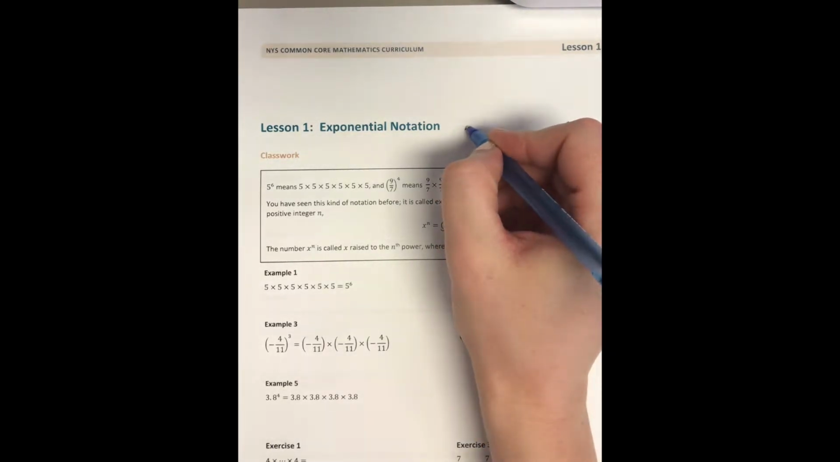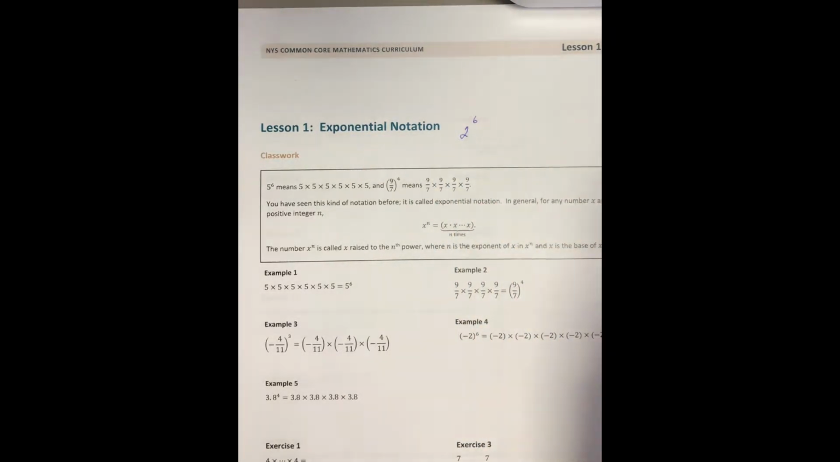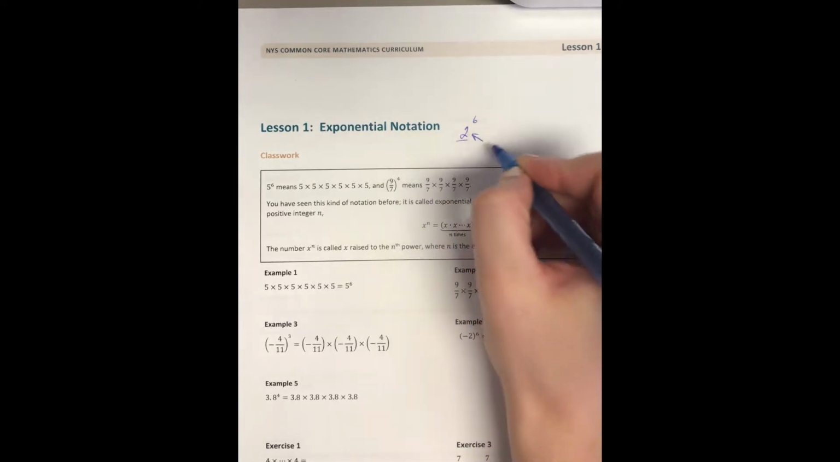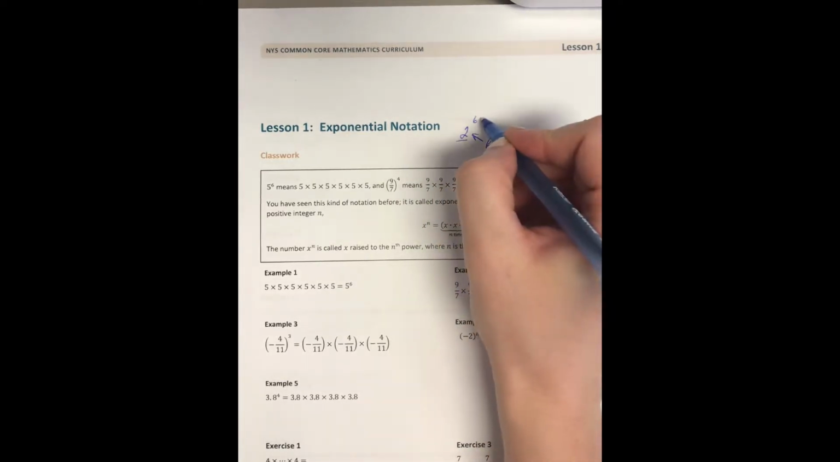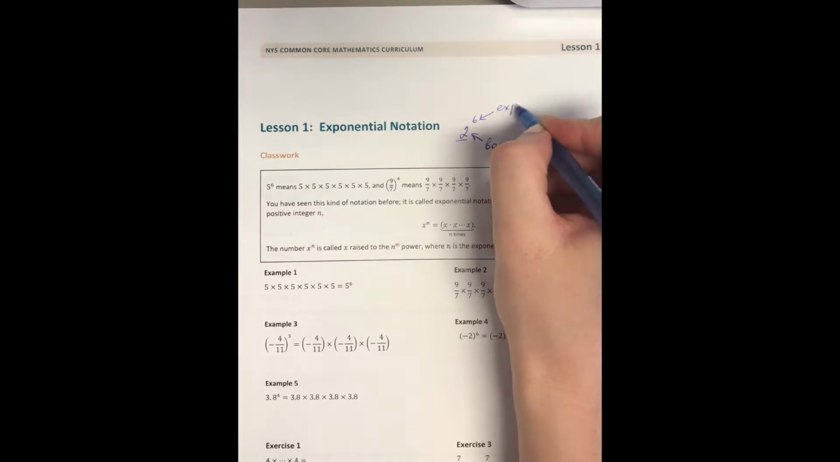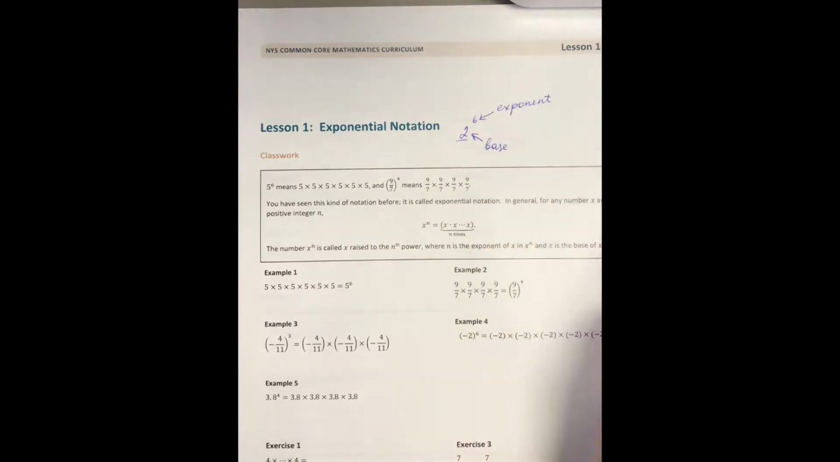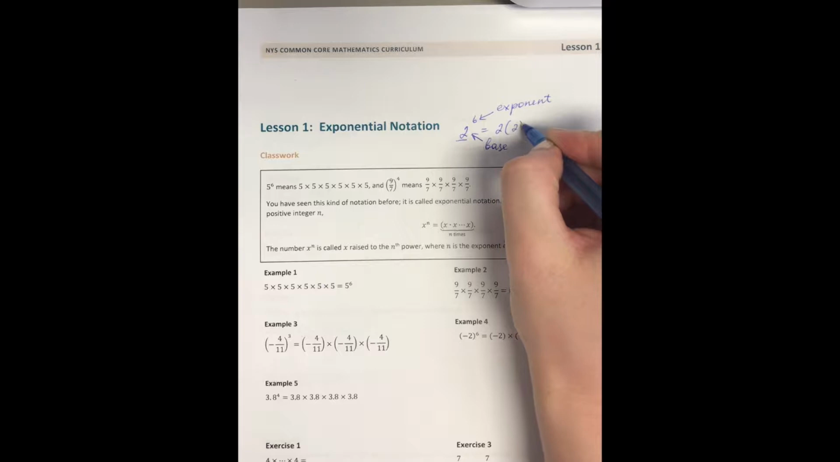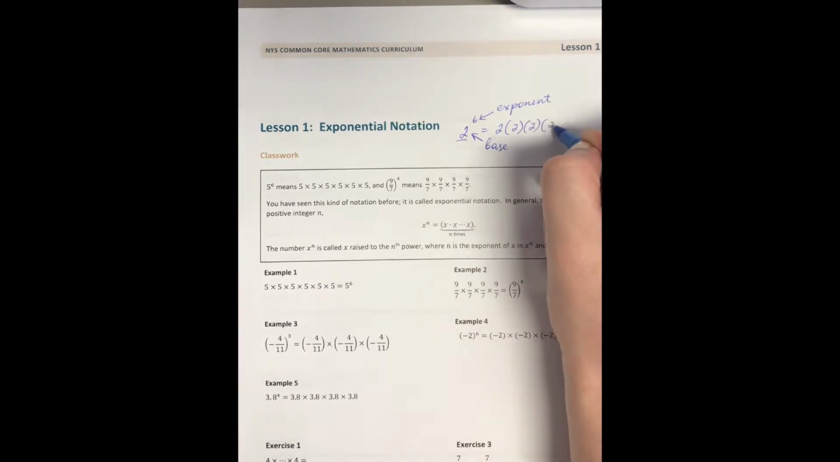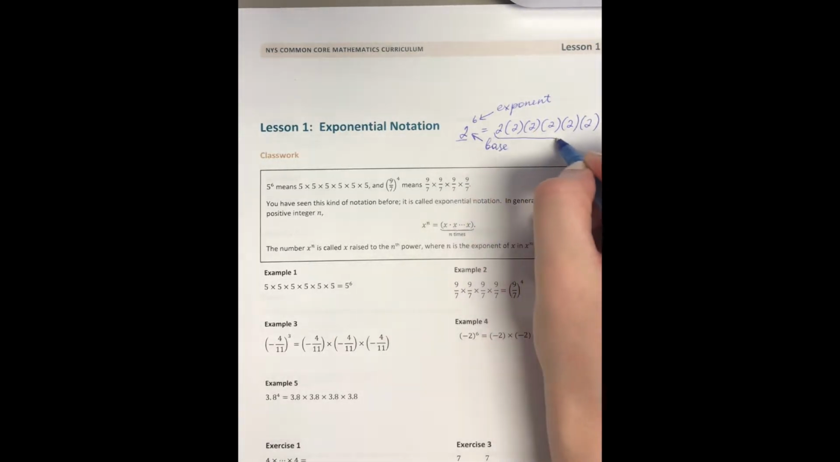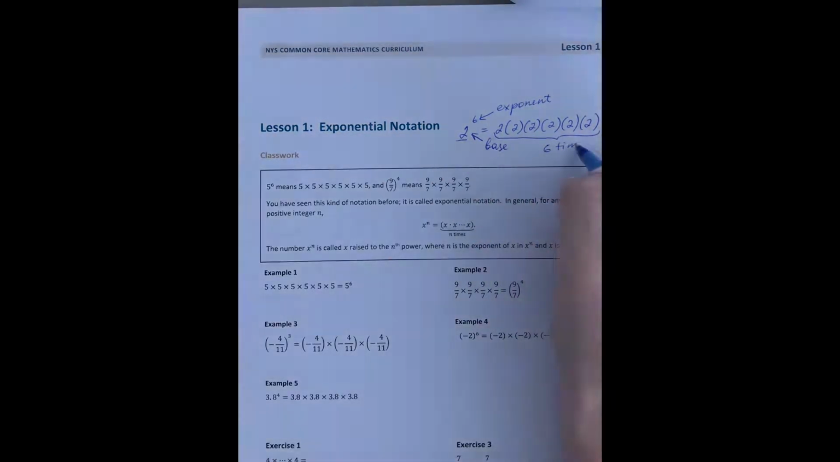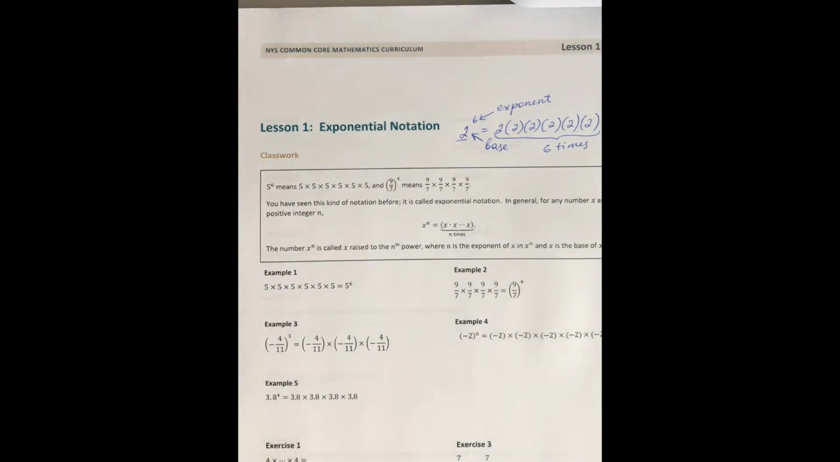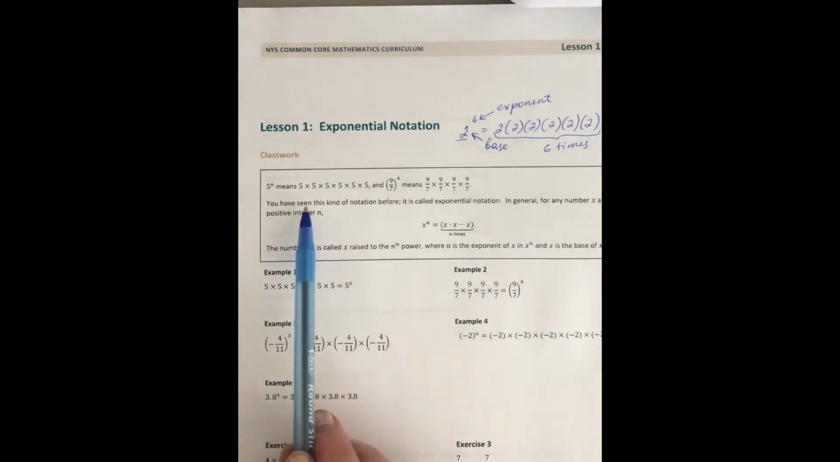So when we have, let's say, 2 to the 6th power, we know that 2 is the base number and 6 is the exponent. And 6 shows us how many times 2 is multiplied by itself. So it's 2 times 2 times 2 times 2 times 2 times 2, and that is 6 times.